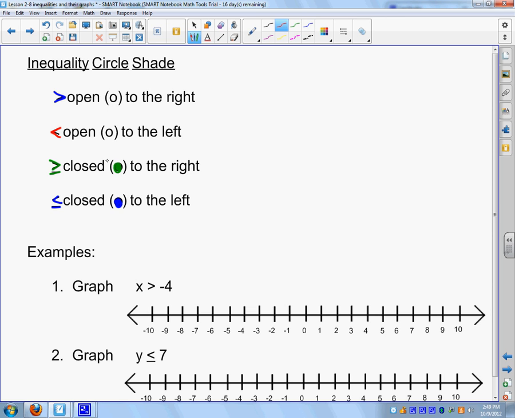Now here's what I always remember. Extra line, see how both of these have extra line? Extra fill. The circles are filled in. So extra line, extra fill.